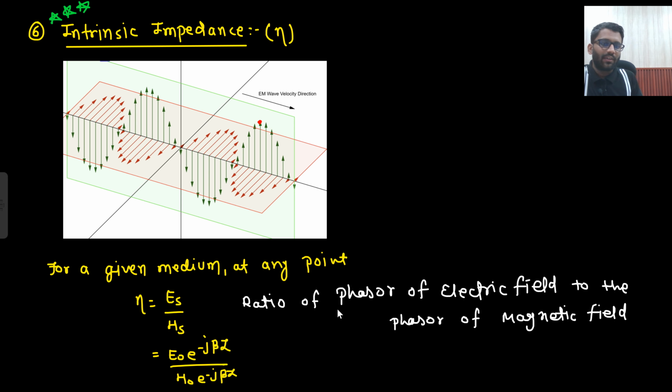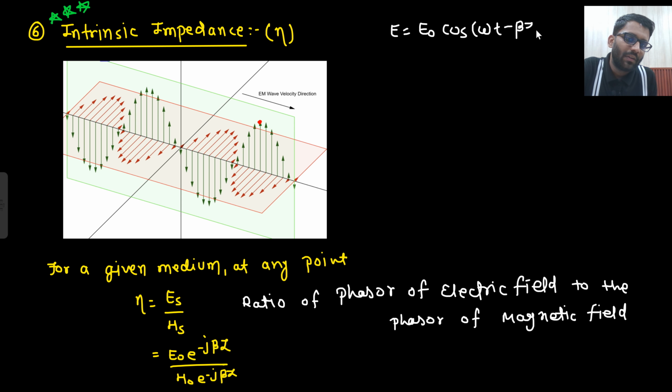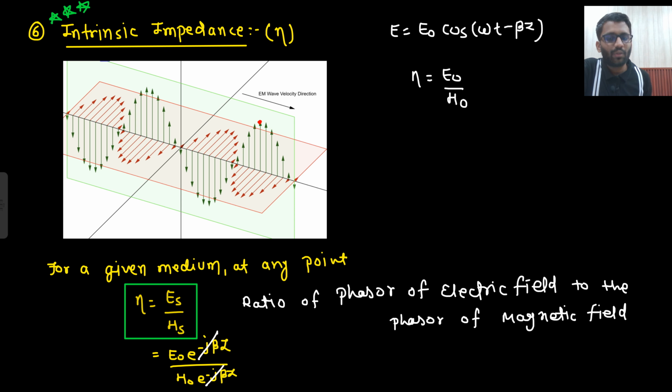So what is the phasor you are getting? What was the equation? E is equal to E naught cos(omega t minus beta z). What will be the phasor of that? E naught e to the power minus j beta z, right? And what will be the phasor of H? H naught e to the power minus j beta z. So luckily this and this get cancelled, and your neta is coming out to be E naught by H naught. So here luckily you got neta equal to the ratio of their amplitude, but no, the actual definition is that it is the ratio of their phasor representation. So do remember this thing.